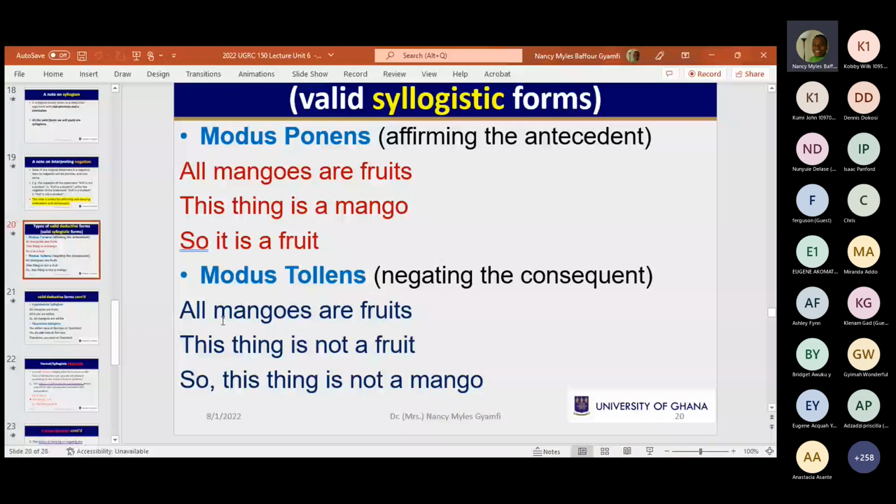All mangoes are fruits. If X is a mango, then X is a fruit. What's the next premise? This thing is not a fruit, a negation of the consequent. Okay. Denying the consequent, has it. Therefore, this thing is not a mango. It's valid by modus tollens.